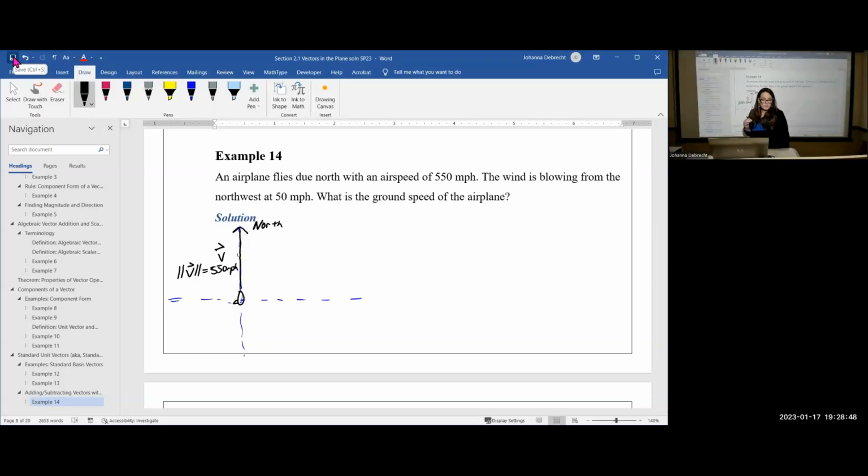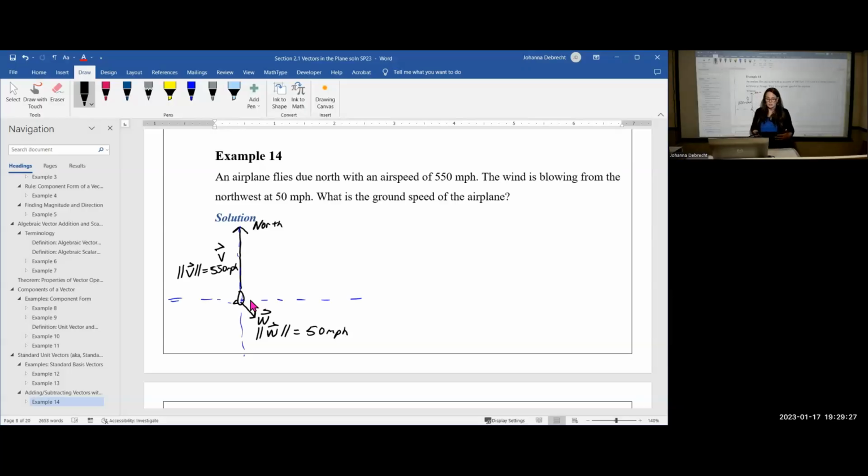Now the magnitude of the wind speed is 50 miles per hour. So I know it's a lot shorter, and it's coming like this. Now, how do I know it's at a 45-degree angle? I know it's at a 45-degree angle because it said northwest, which is 45 degrees off, which means it's blowing towards the southeast, which again is 45 degrees off. So I know the magnitude of this vector is 50, and we'll call this one W for wind. So this is W, and I know that the magnitude of W is 50 miles per hour.